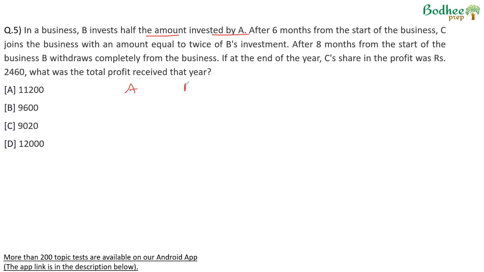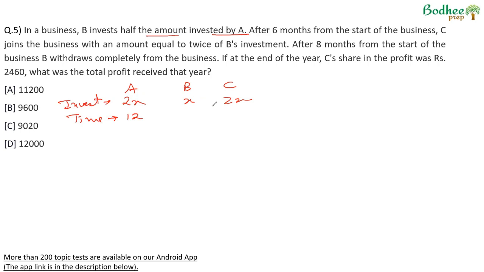So if you look at ABC's investment for the money, B invested half the amount invested by A. So if A invested 2x, B invested x. And C joins the business with an amount equal to twice of B's investment, therefore twice of x, which is 2x. If we look at time, A was invested for the entire 12 months.